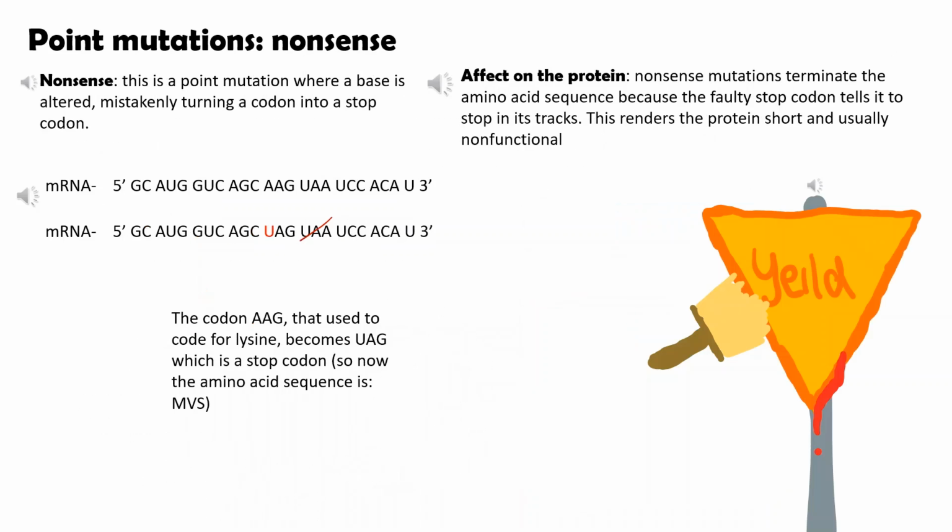A nonsense point mutation is where a base is altered and mistakenly turns a codon into a stop codon. Here, the codon AAG that used to code for lysine becomes UAG, which is now a stop codon. This is a transversion because it is going from a purine to a pyrimidine. These types of mutations bring an early end to the amino acid sequence because the faulty stop codon tells it to stop, so it renders the protein short and usually non-functional.